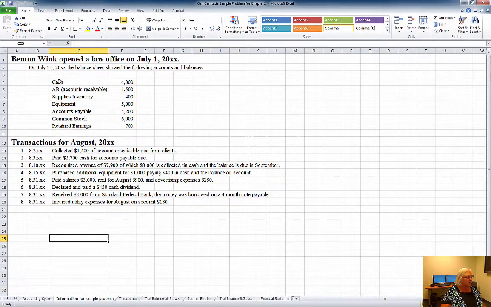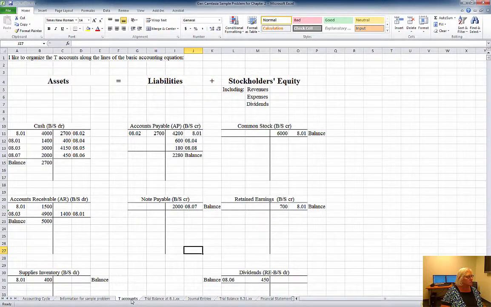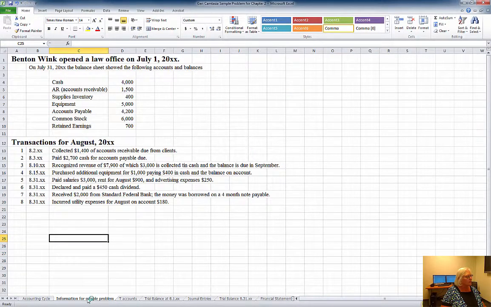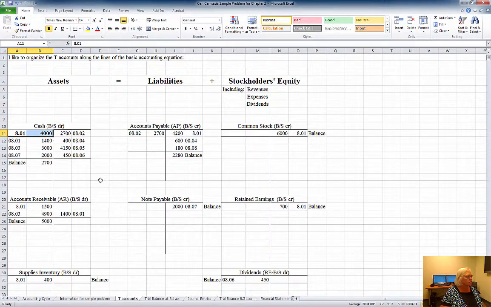I want a T account for cash that shows a 4,000 debit balance. I'm going to go to T accounts, and I've got my beginning balance here of cash, 4,000. How about if I bold them as we cover them? Maybe that'll help. The next one is accounts receivable that, as you know, has a debit balance of 1,500. So I'm going to go to accounts receivable, debit beginning balance 1,500, bold.